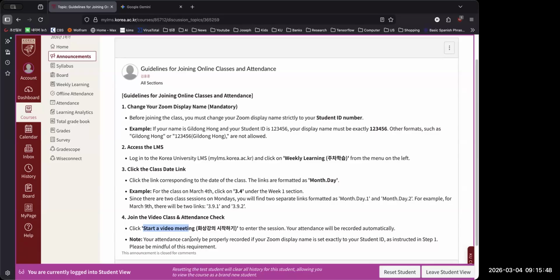And your attendance can only be properly recorded if your Zoom display name is set exactly to your student ID number as instructed in step 1. So please be mindful of this requirement.